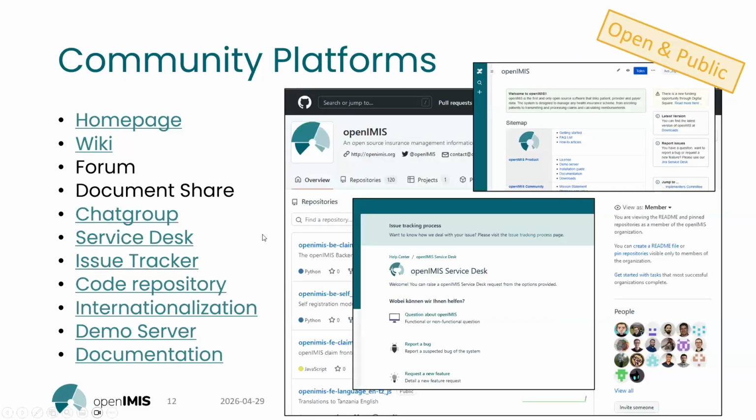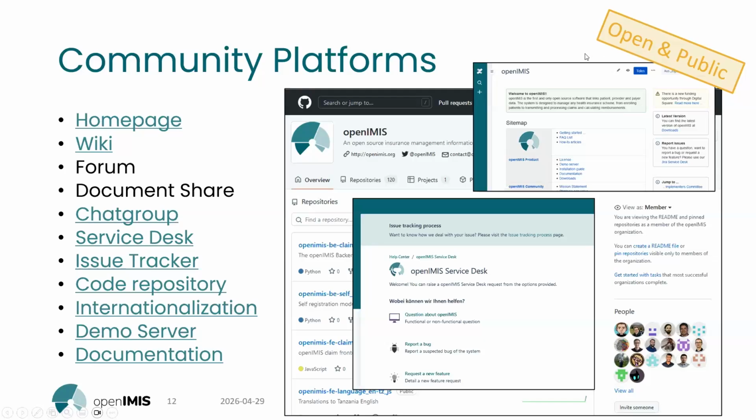We also have a number of platforms. I'm not going to go into those in detail. The links are all on the slide, and I'm sure the EHIN Secretariat will avail the slide to you so you can follow it up from there.